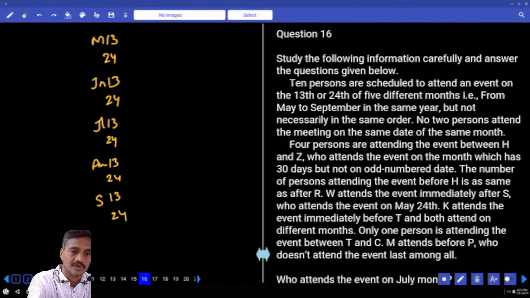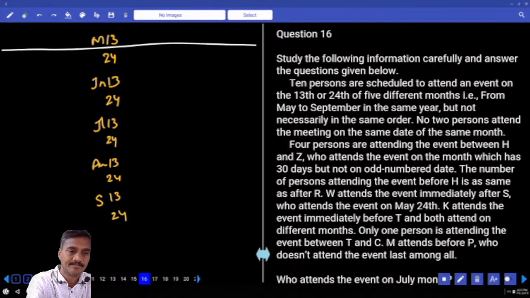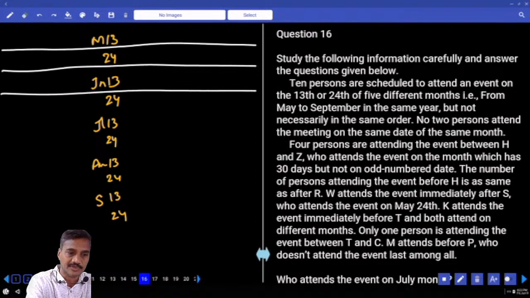Now, altogether these are the 10 persons. Then coming to condition number 1.